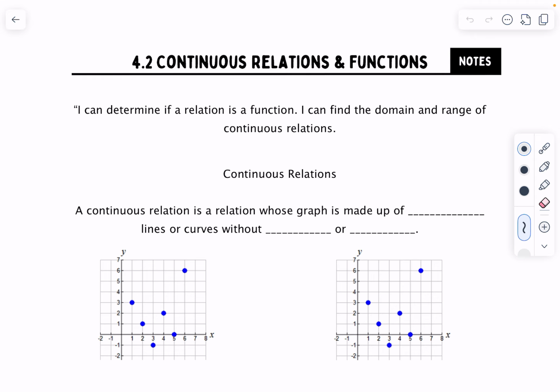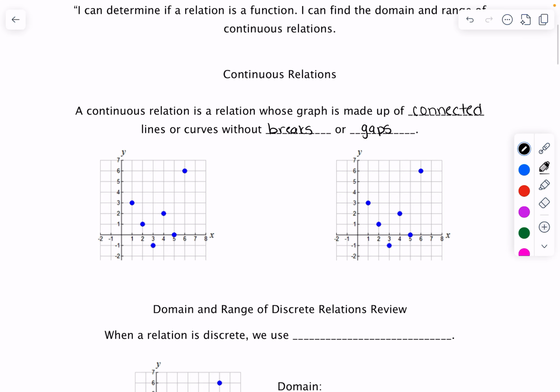A continuous relation is a relation whose graph is made up of connected lines or curves without any breaks or gaps. So let's first look at these two graphs that are the same right now. In the first graph nothing is connected. There are breaks, there are gaps, they're distinct unconnected points. So this is discrete, just like we talked about before. It's unconnected points.